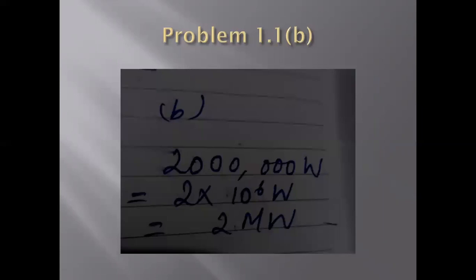B part, 2,000,000 watts. As there are 6 zeros, I will write it as 2 into 10 raised to the power 6 watts, and 10 raised to the power 6 is equal to mega. You can use more prefixes too, but I followed the answers given in your book along with the exercise. So to follow the book, I have the answer in megawatts. With more practice, you will be able to write with other prefixes too.